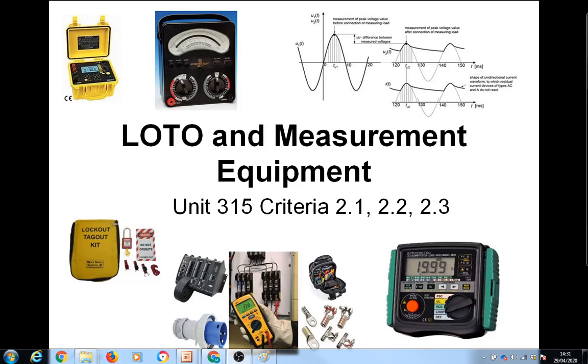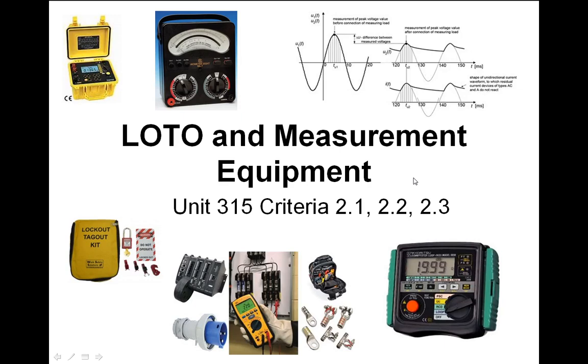Let's make a start on this. So we've got LOTO measurement equipment. I had a look through the 315 stuff. I got this presentation ready today, and we've got one or two more presentations. I have to see how far we get through or how big they're going to be. We've covered all the criteria points for two. Then the plan is to have one, maybe two or three presentations where we cover everything from all the criteria 1 points.